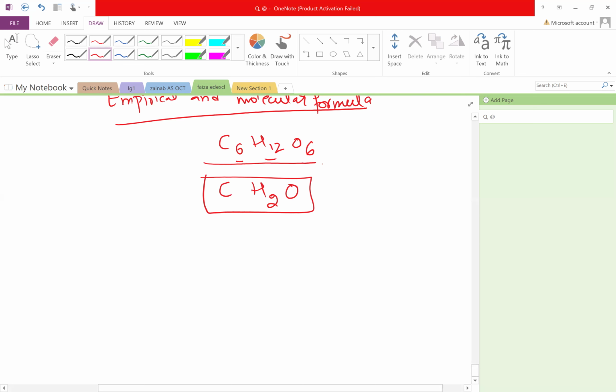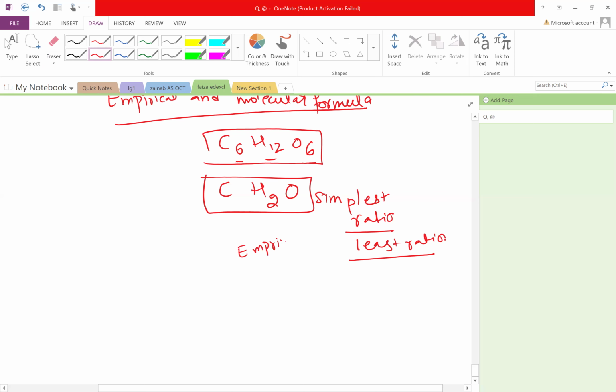Okay, now see this one. This is called the simplest ratio. We call it the simplest ratio or the least ratio. Least ratio means the number cannot be further subdivided. So whenever you are getting a least ratio, we call it the empirical formula.